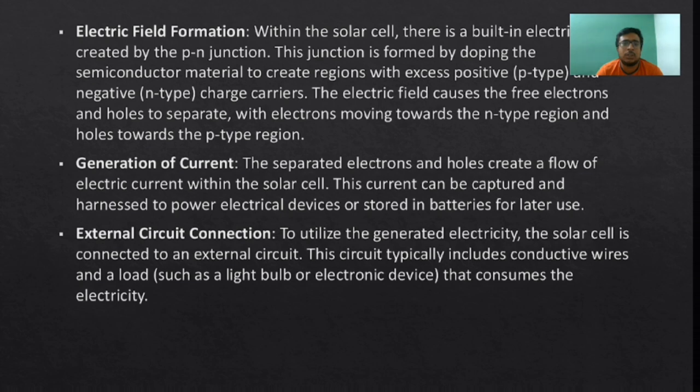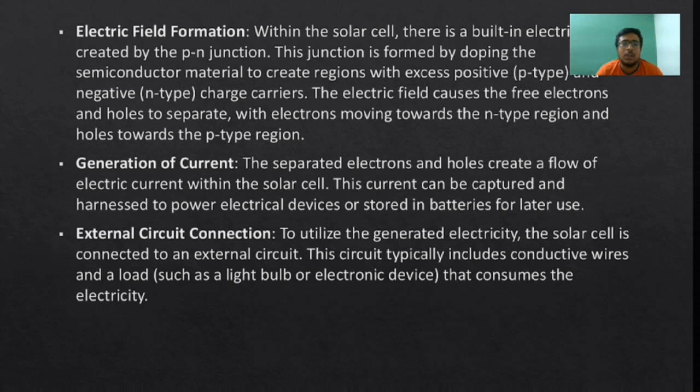Electric field formation. Within the solar cell, there is a built-in electric field created by the PN junction. This junction is formed by doping the semiconducting materials to create regions with excessive positive p-type and negative n-type charge carriers. The electric field causes the free electrons and holes to separate, with electrons moving towards the n-type region and holes towards the p-type region.